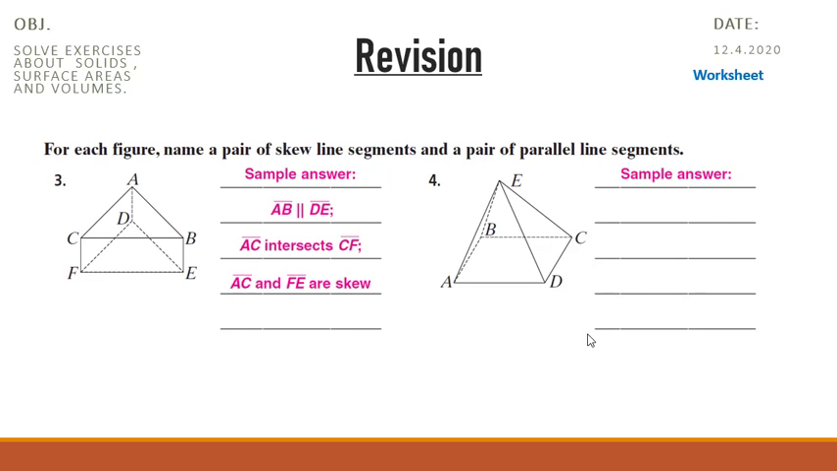Okay, for example, guys, we have this answer. BC parallel to AD. BC and AD, these two are parallel lines. And AB intersects BC at the point B. And AD is skew with EC. AD and EC are not in the same plane. They are not intersecting and of course not parallel. Okay.